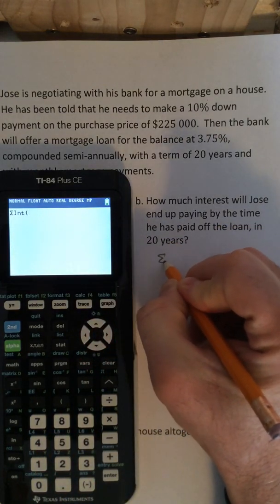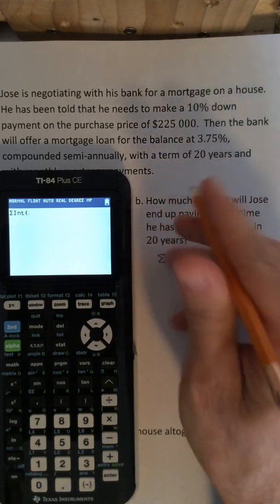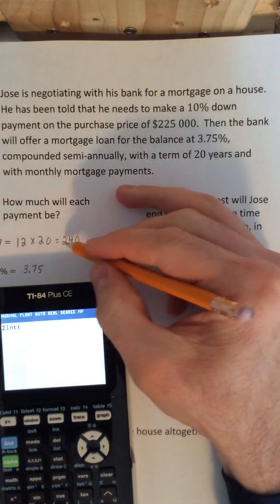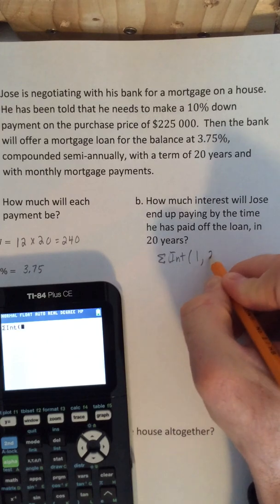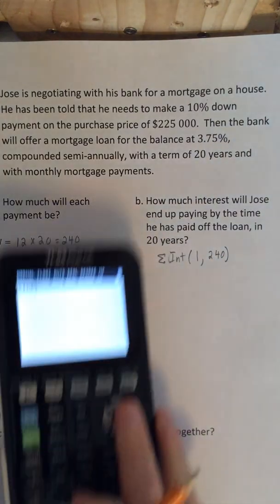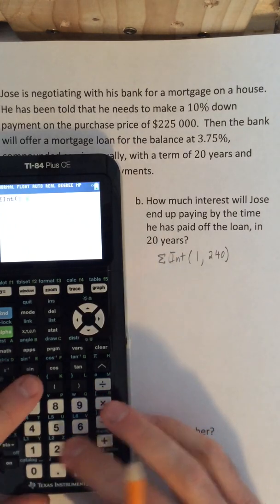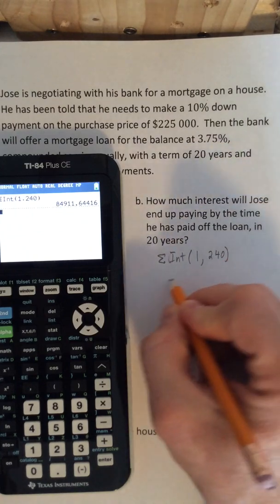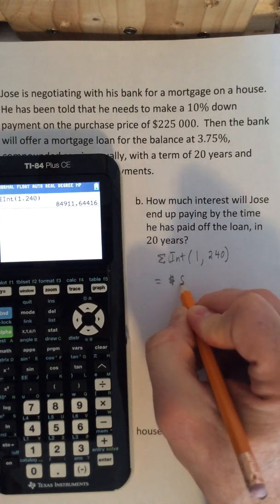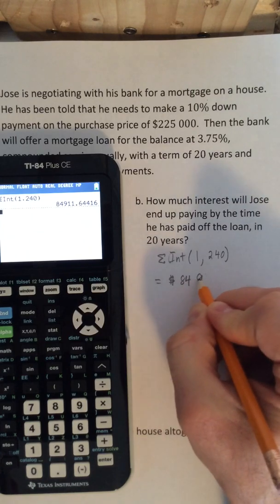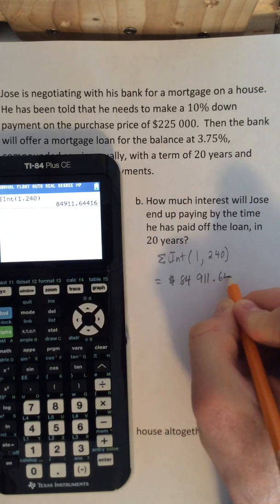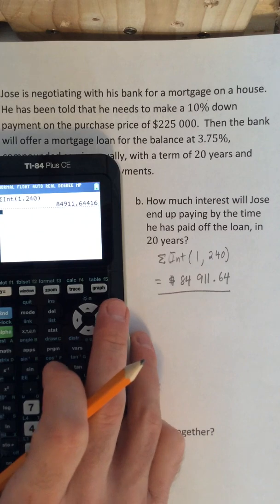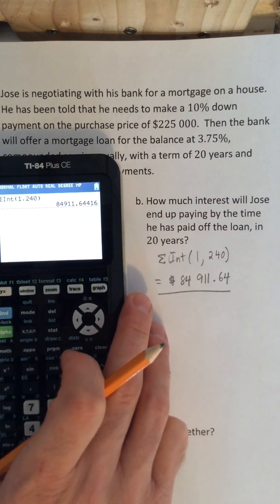To solve this problem, we can do the sum of the interest. We're going to go from month 1 to, there is a total of 240 payments, so the first payment to the 240th payment. If we hit 1, 240, we'll get that the total sum of the interest is $84,911.64. This is the total amount of interest that Jose will pay on his home before he's finished paying it off.